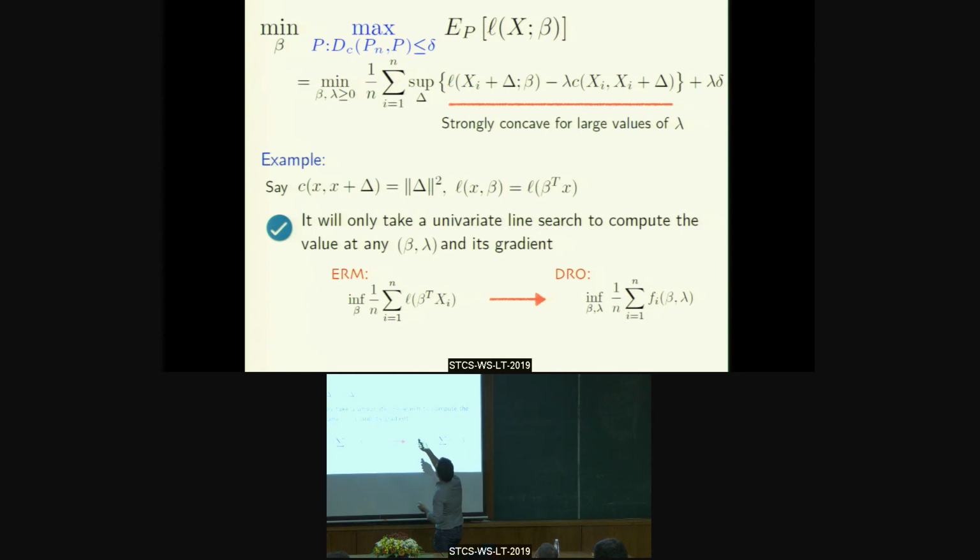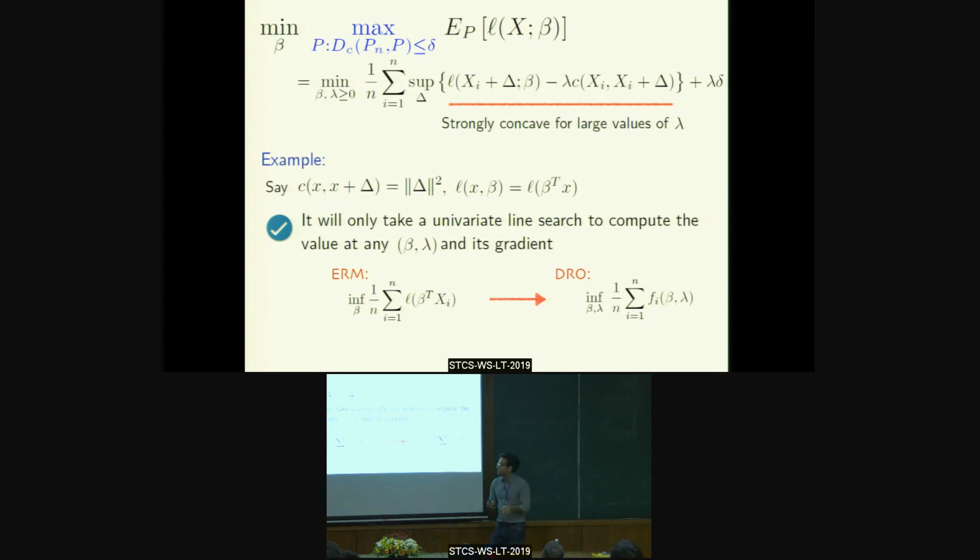So at the end of the day, this particular problem can be equivalently written as follows. If this is the original naive empirical risk minimization problem I was having, this is the DRO version, where I have a similar structure. This is just a loss of beta transpose x, a slightly modified version of the loss. And if I am using stochastic gradient descent there, I can use stochastic gradient descent here too, right?